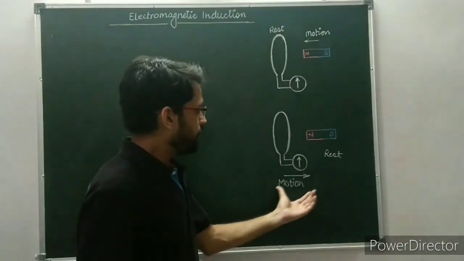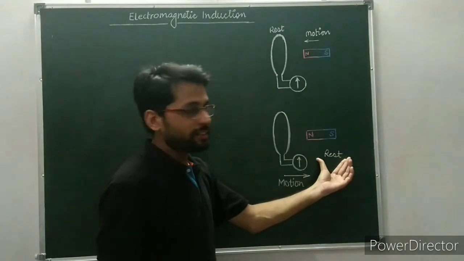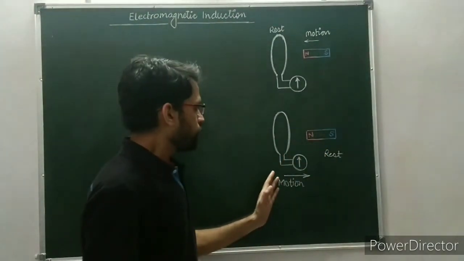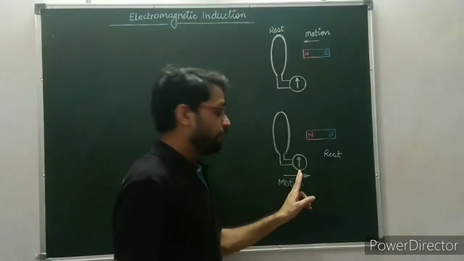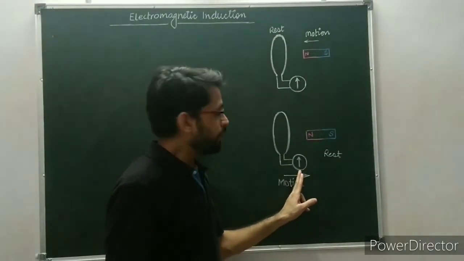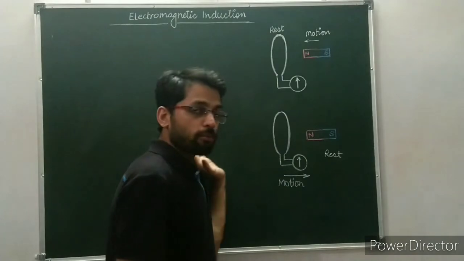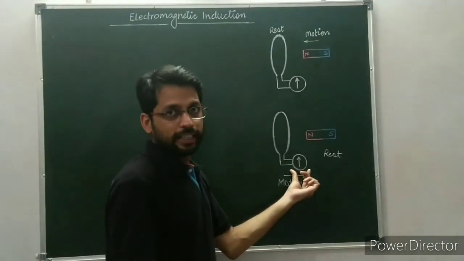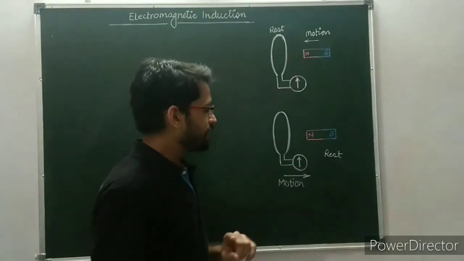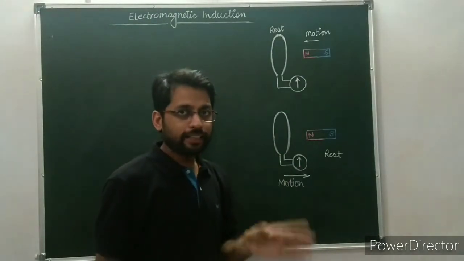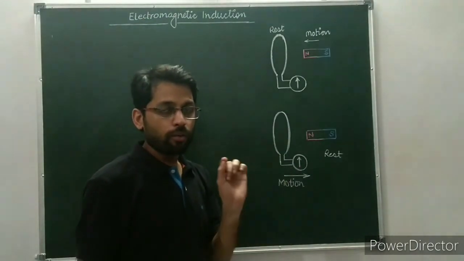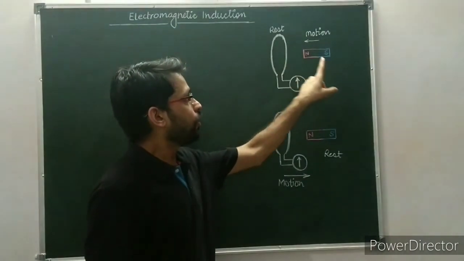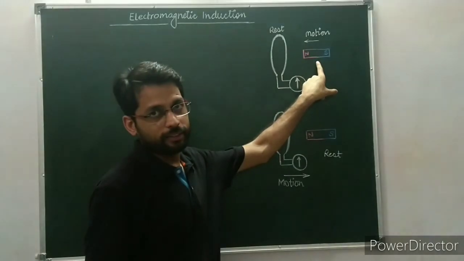Okay, here the magnet is at rest and the coil is moving towards the magnet. Then there will be a deflection, and when the coil is moving away from the magnet, you will see the deflection in the opposite direction. Okay, so one thing is clear, that for induction one must have in motion either the coil or the magnet.